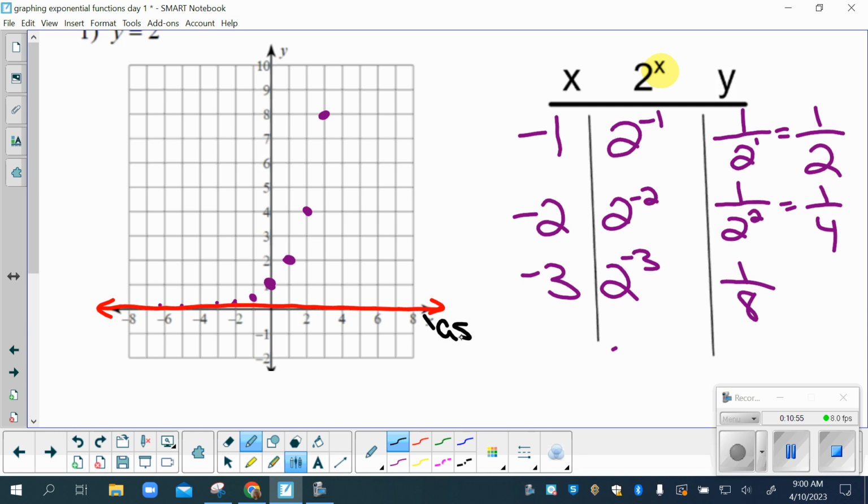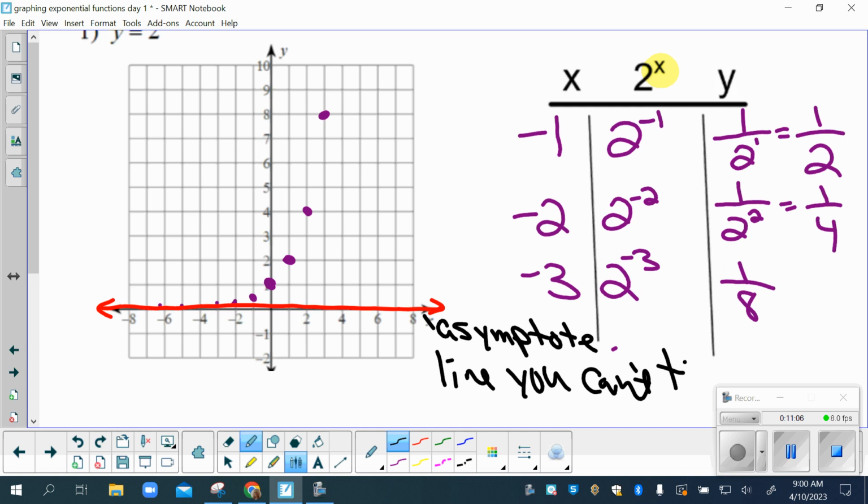This is called an asymptote. And it is a line you can't touch. And you know what? I will refer to it from now on as a lava line, because I want you to think of it like lava. Because you can go and look at lava in Hawaii. They don't recommend that you do.